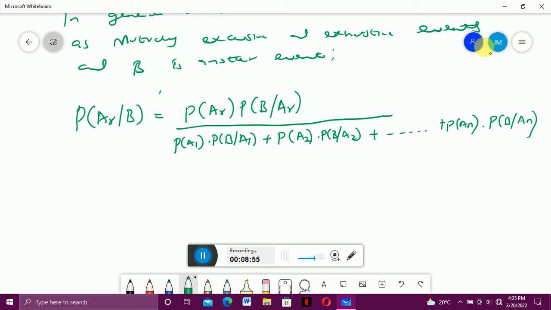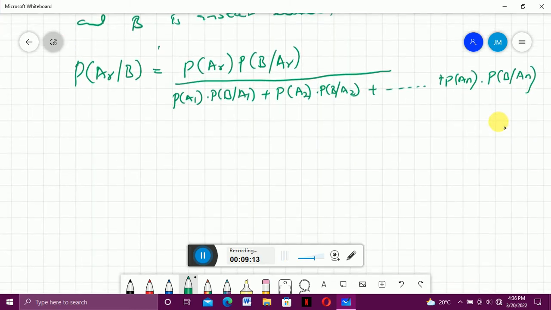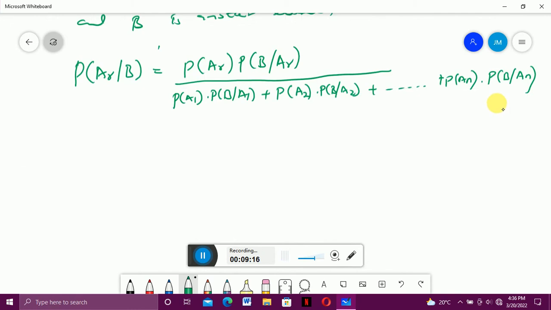We write AR because it could be A1 given B, it could be A2 given B, it could be A10 given B, depending on the number of mutually exclusive and exhaustive events we are dealing with.